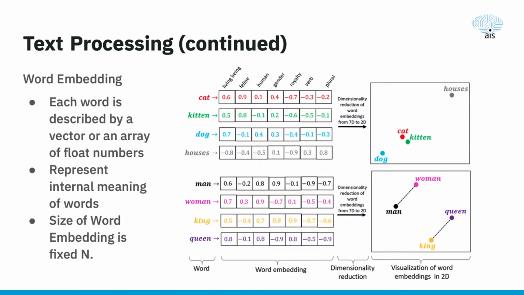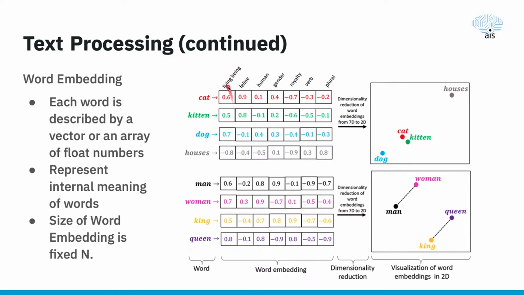So word embeddings is basically a process where we use vectors, or arrays of float numbers, to represent the meanings and the properties of words. For example, here you've got cat, kitten, dog, and houses. We use an array of 7 numbers to represent the meanings, and each float number represents a small property of the word, such as living being, gender, or plural. Let's just look at those 3 properties.